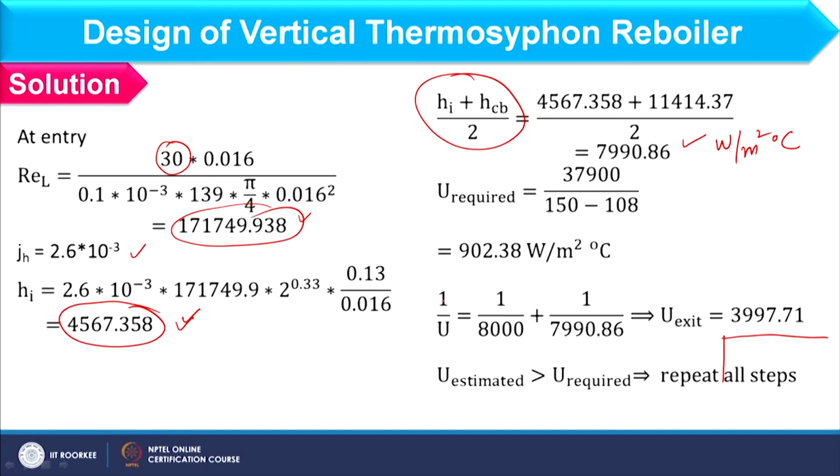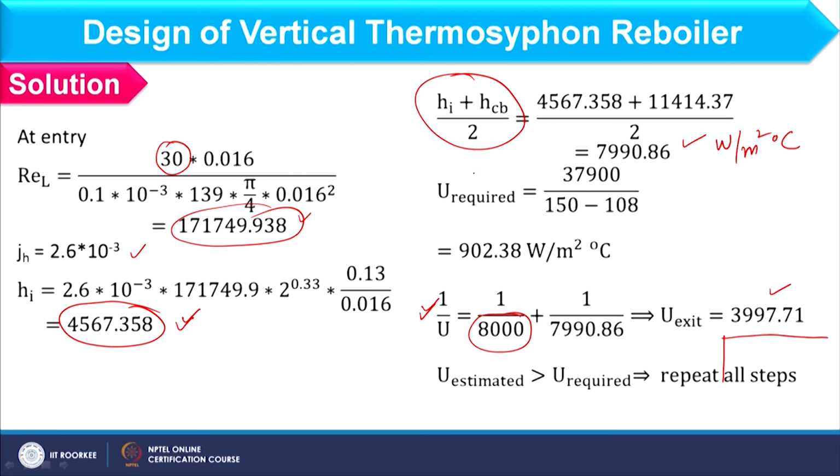Now, you have to find out overall heat transfer coefficient at shell side. 8000 watt per meter square degree Celsius value of heat transfer coefficient is already given. So, you can find out at exit condition. So, you can find out overall heat transfer coefficient in the tube as 3997.71. Okay. So, this is the calculated U, or estimated U.